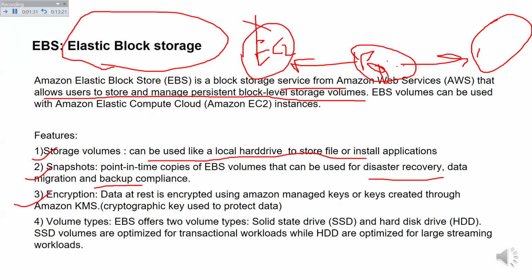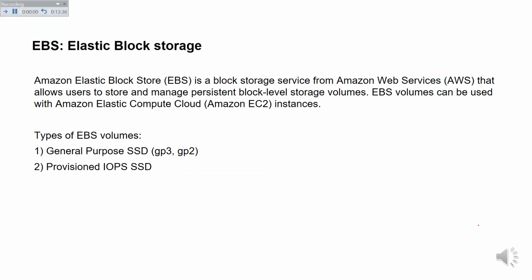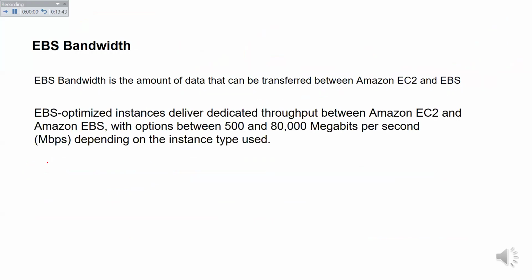It's encrypted with an Amazon KMS key, and SSD volumes are optimized. Like you can see the volume types, what kind of volumes it provides: it provides SSD and it provides HDD. So you can use that type of EBS volume, for example general purpose or provisioned IOPS, that you can see.